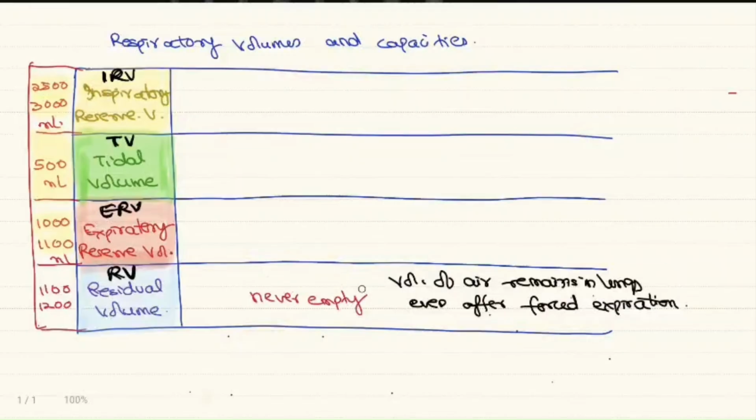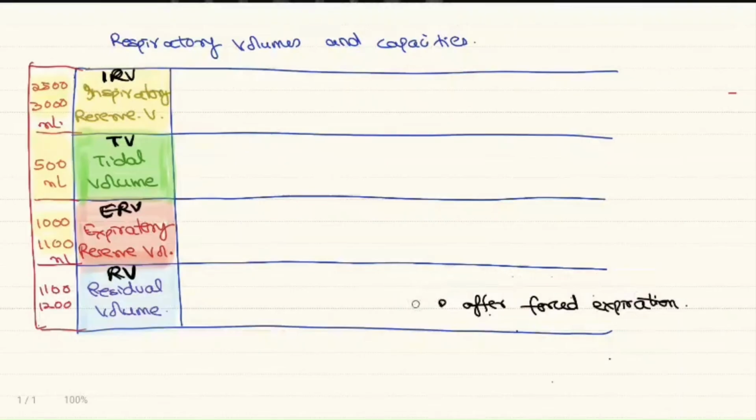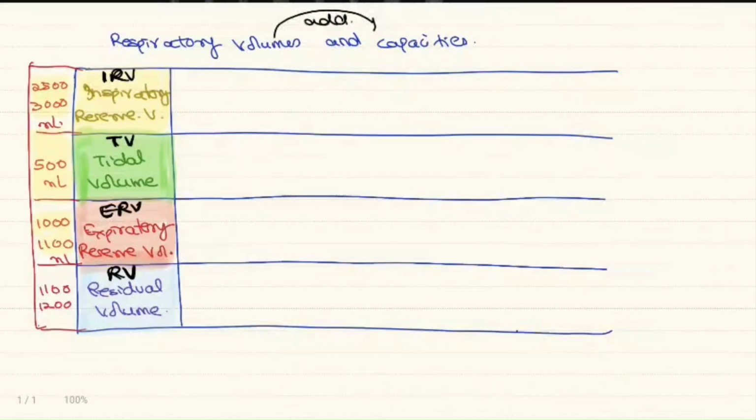As we have seen, lungs are never empty. A small amount of air is always present in the lungs. This volume of the air, which always remains in the lungs, even after forced expiration, is called as RV, the residual volume. So I think these volumes are clear. So as I told, when we add the volumes, we get the capacities. So let's start adding them now.